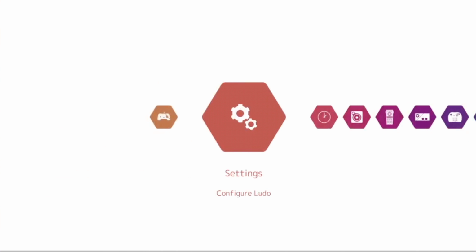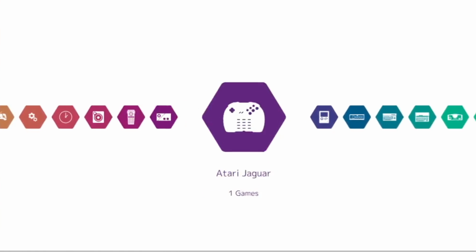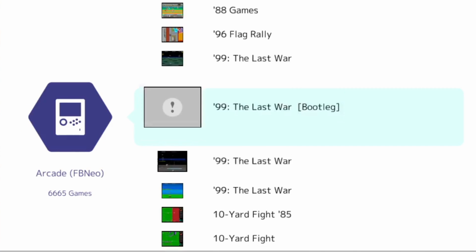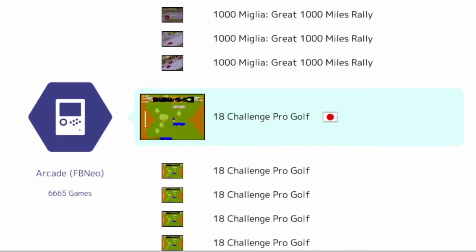And let me just remind you that rather than manually downloading thumbnails for our games, Ludo actually does this on the fly as you add games. So for example, if I go to my arcade main folder, you'll see that everything's automatically been downloaded for me.